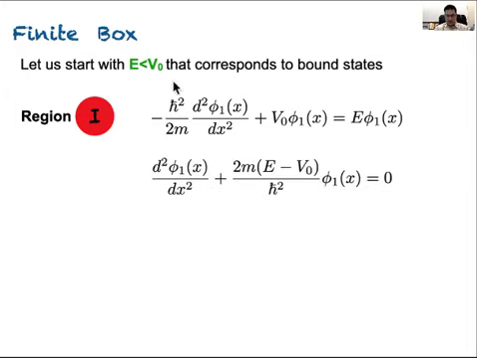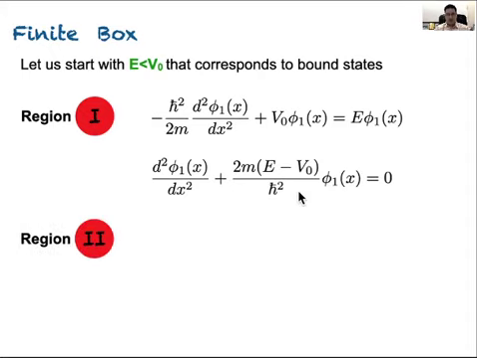Now we can rearrange this equation and put the right hand side to 0, so that we can write the whole equation in this fashion, where the double derivative has no prefactor, plus 2 times E minus V0 over h cross square times phi 1 of x, equal to 0. This kind of thing you have seen when we were solving the free particle equation.